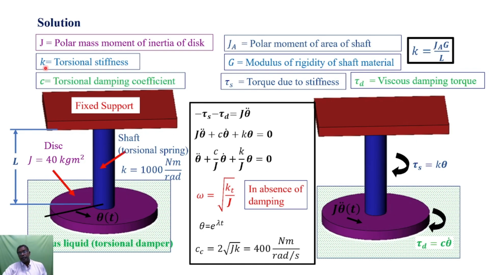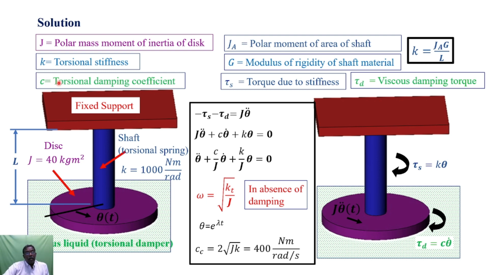K is given here. The torsional damping coefficient is taken as C. Using these three parameters, polar mass moment of inertia of the disc, which is equivalent to mass in a linear vibrating system or rectilinear vibrating system, stiffness K is similar to the stiffness of rectilinear vibrational system. C is the damping coefficient for the torsional vibration, which is equivalent to the damping coefficient of a rectilinear vibration system.